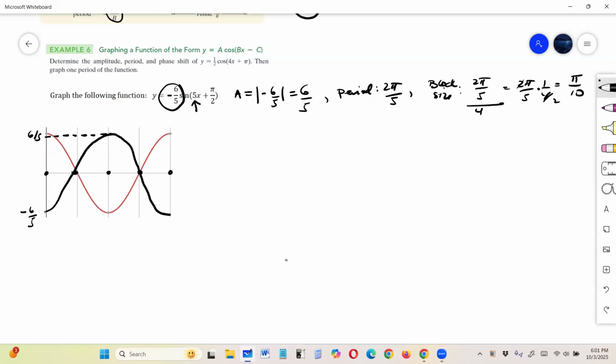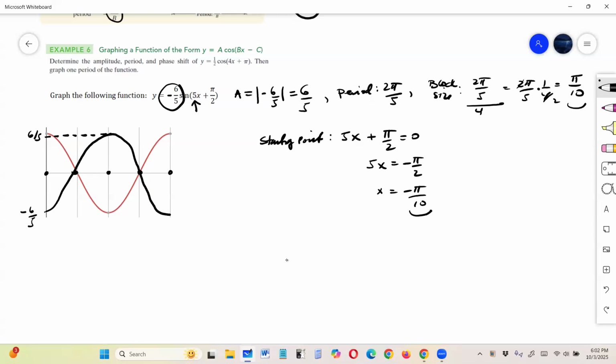Okay? So the block size is pi over 10. Let's find the starting point. So for the starting point, I solved the equation 5x plus pi over 2 equals 0. So minus pi over 2 to both sides, and divide everything by 5. So here is the starting point. And notice, just a coincidence maybe, that both denominators are already the same. So this is the easiest possible case. You don't have to do anything. You don't have to find a common denominator because both have the same denominator already.